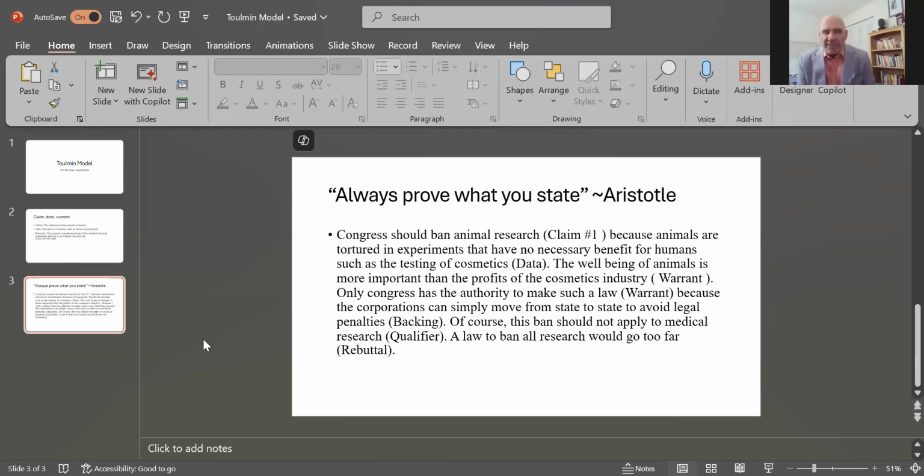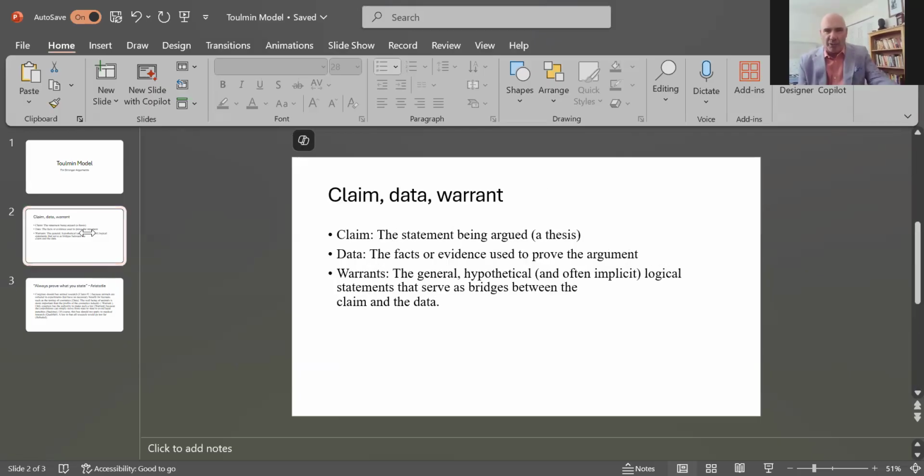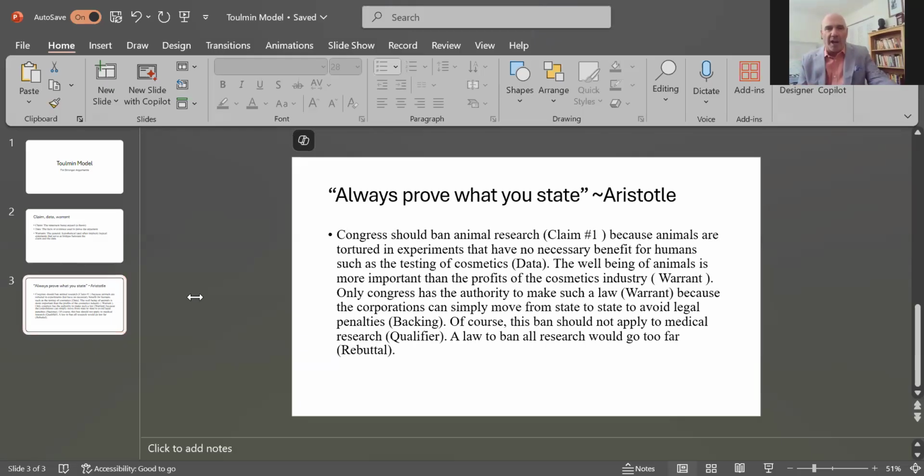So in a sense, when we said that about implicit, let me go back to the previous slide again real quick. Remember, the warrant is a general, hypothetical, and often implicit. It doesn't always exactly mirror what you said in your claim. Oftentimes, your claim will sound almost exactly like your warrant, okay?